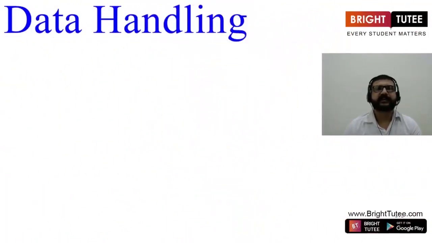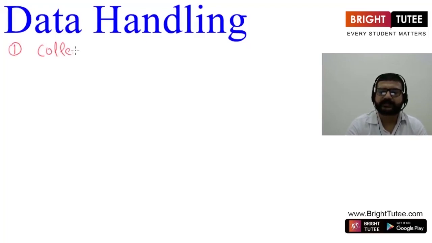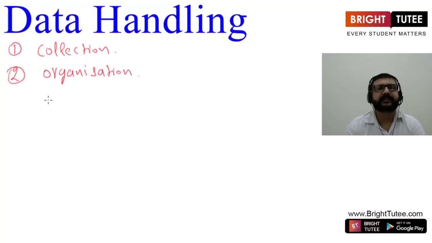Hello students, in data handling till now we have studied collection of data, that is, what points we should keep in mind while collecting the data. The second thing we studied was organization of data, that is, how we should organize the data so that the interpretation becomes easier and better. And the third thing we studied was how to find the arithmetic mean, or simply the mean of the data.